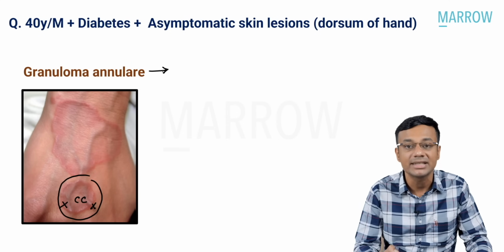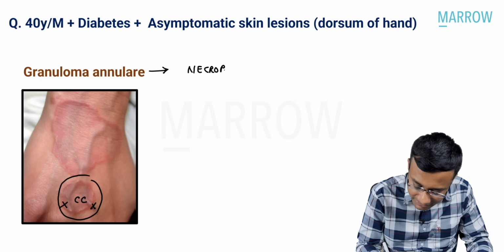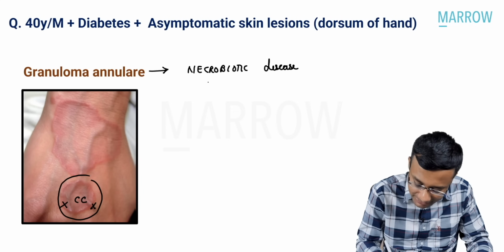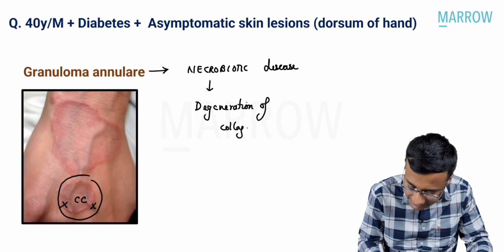Granuloma annulare, what is it? It belongs to a group of disorders called necrobiotic disorders. So it's a necrobiotic disease. So what do you mean by necrobiosis? Necrobiosis means degeneration of collagen. There is degeneration of collagen fibers in these conditions.